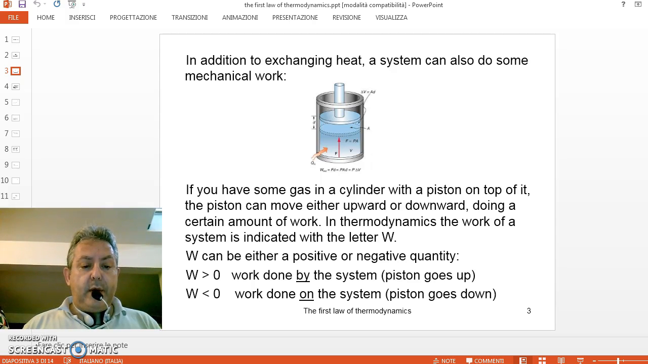W can be either positive or negative. The work is positive if it's work done by the system. In other words, the piston goes up. The work is negative if we mean work done on the system, and in this case the piston goes down.